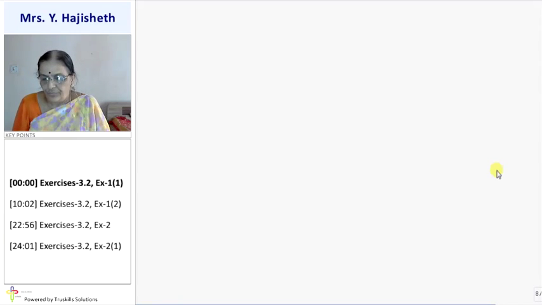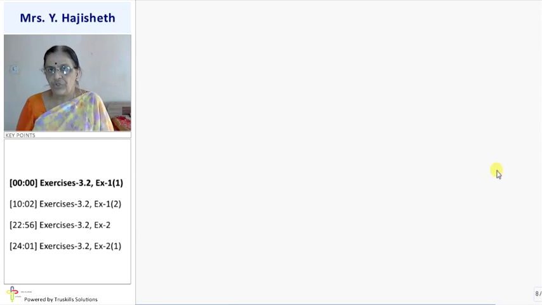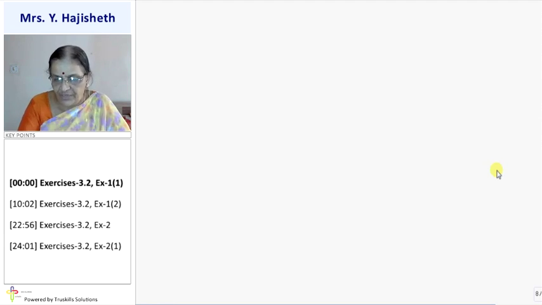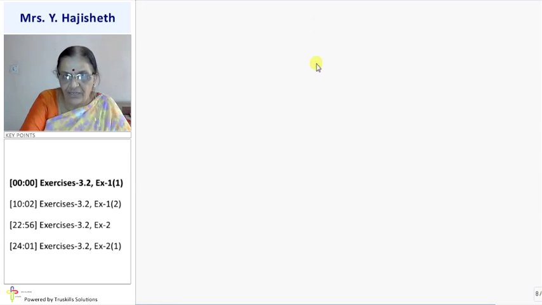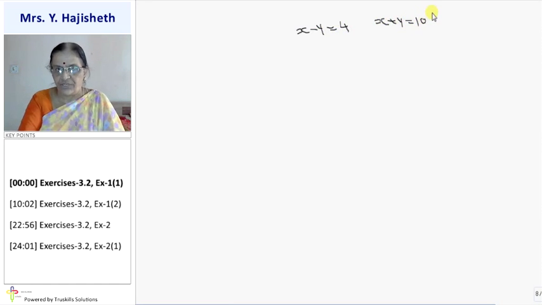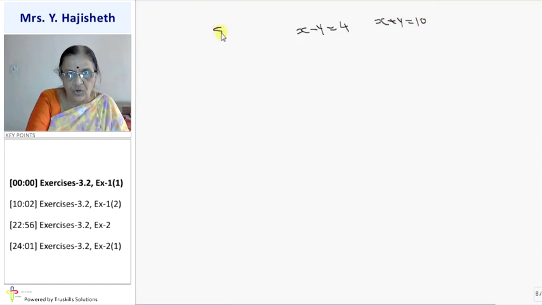Draw the graph of two linear equations and see how we get the solution. Suppose you are given a system of two linear equations. One equation is x minus y is 4 and another equation is x plus y is 10. These are the two linear equations and you are asked to solve them graphically.